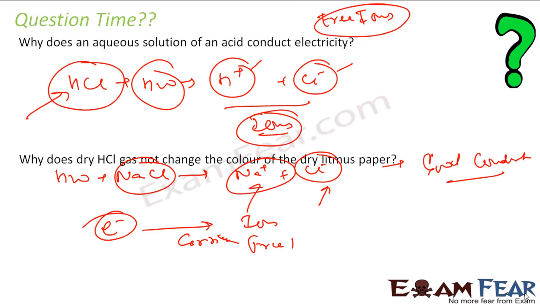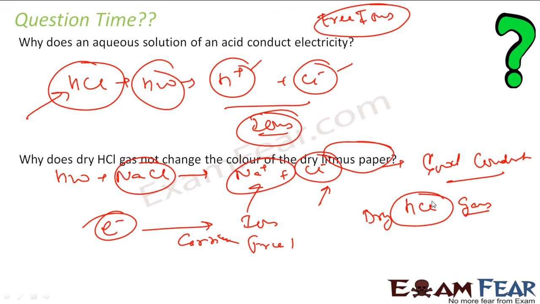The second question is done. I can just tell why dry HCl doesn't change the color of litmus. We have dry HCl, and I'm saying HCl is an acid, but please note this is dry HCl in gas form. Why doesn't it change the color of litmus paper?